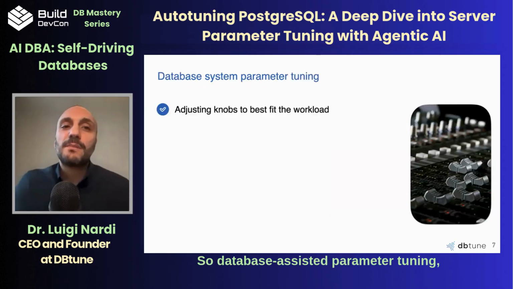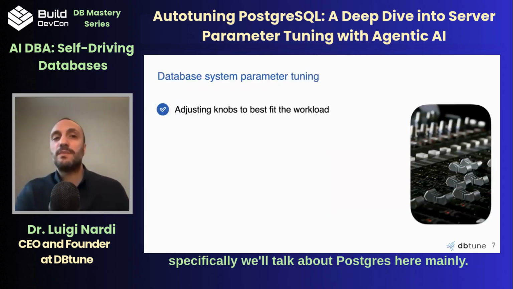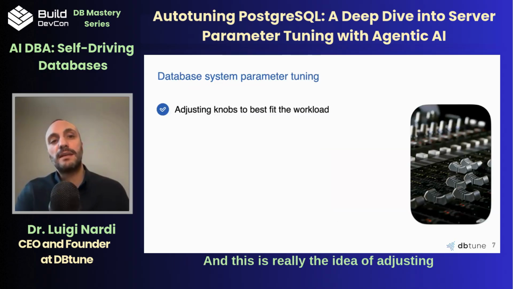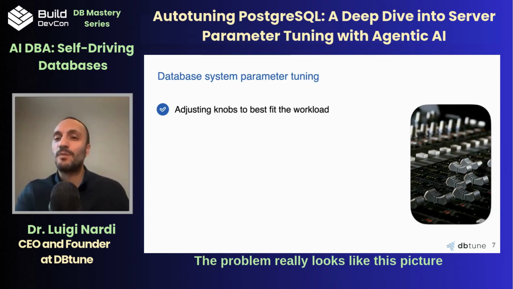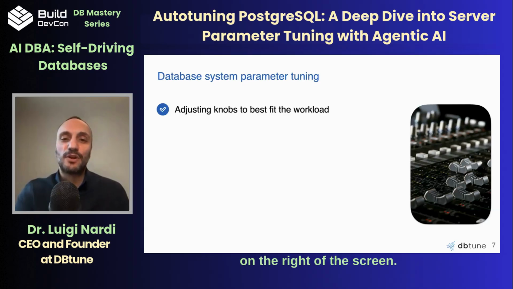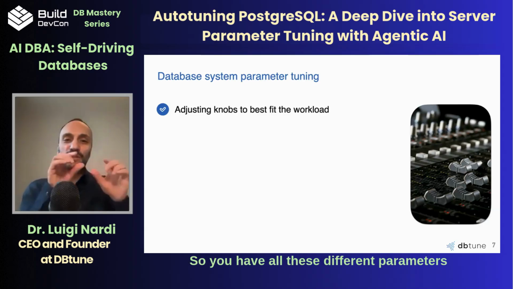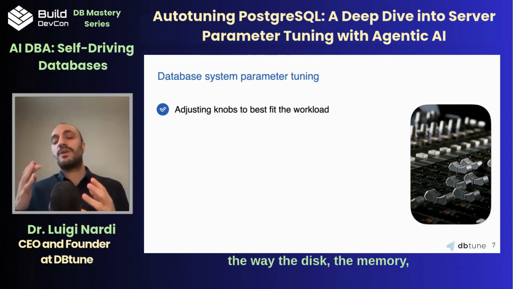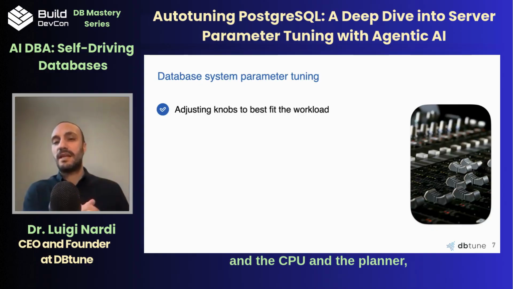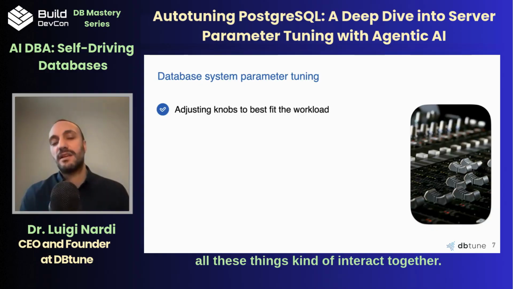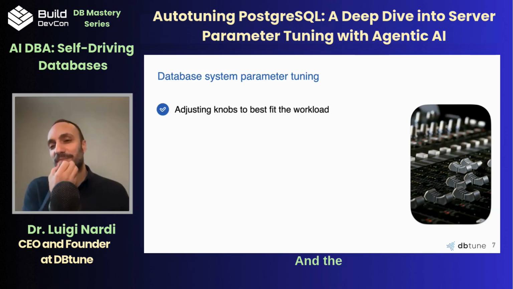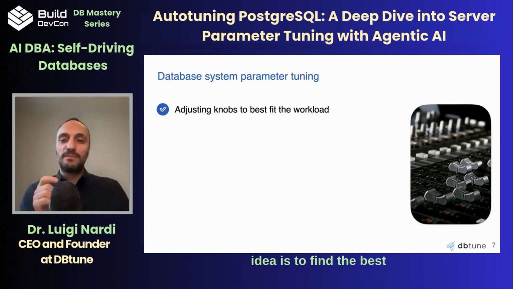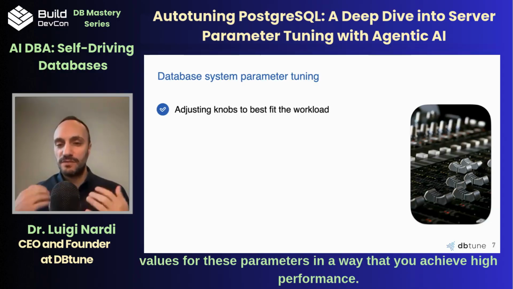All right. So database system parameter tuning, specifically, we'll talk about Postgres here mainly. And this is really the idea of adjusting the parameters, or sometimes called knobs, to best fit the workload. The problem really looks like this picture on the right of the screen. So you have all these different parameters that govern the way the disk, the memory, and the CPU and the planner, all these things kind of interact together. And the idea is to find the best values for these parameters in a way that you achieve high performance.